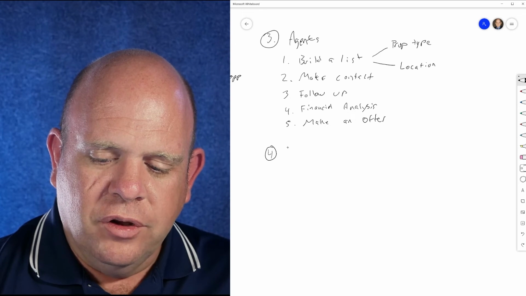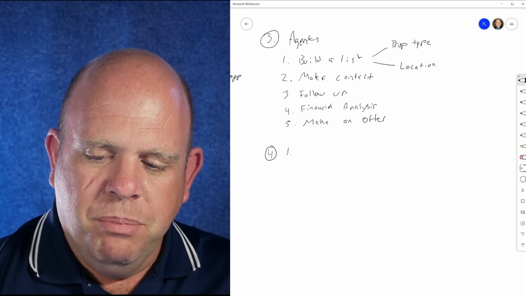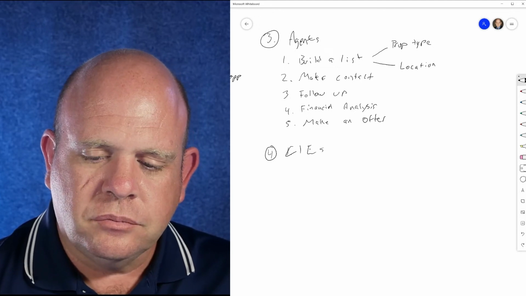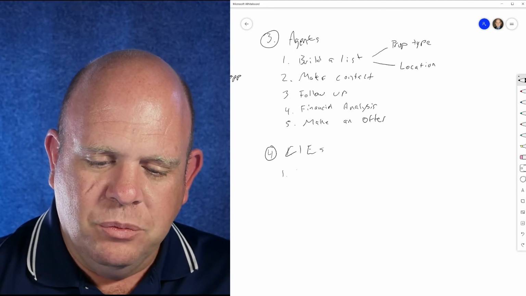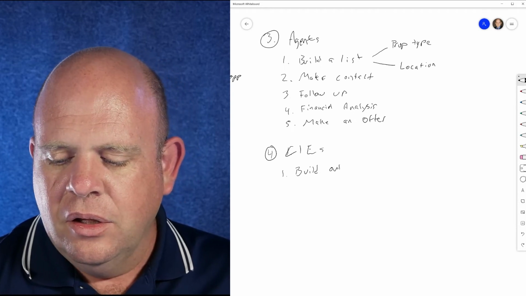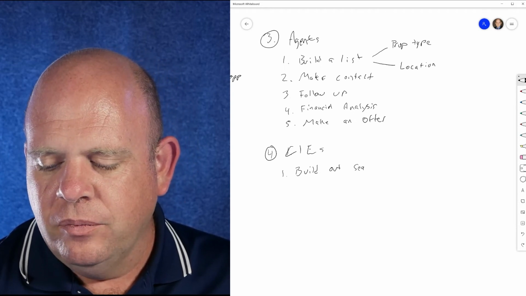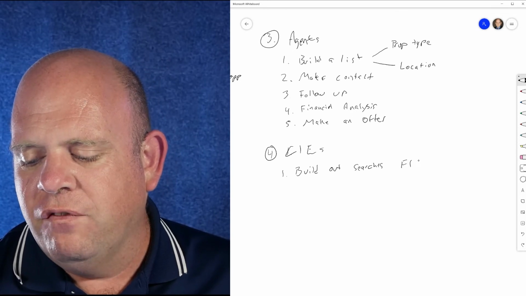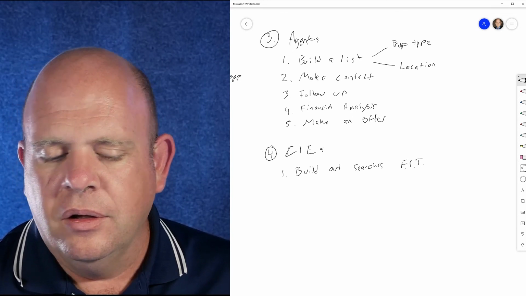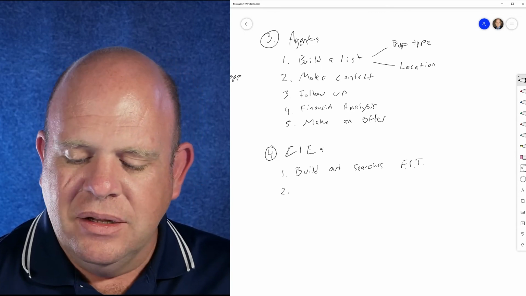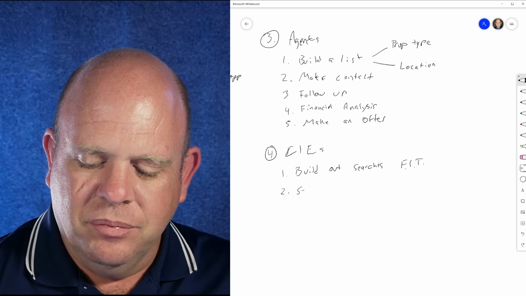So first, CIEs. The first step is to build out searches that are consistent with your fit. Then put them in the different CIEs and save them.